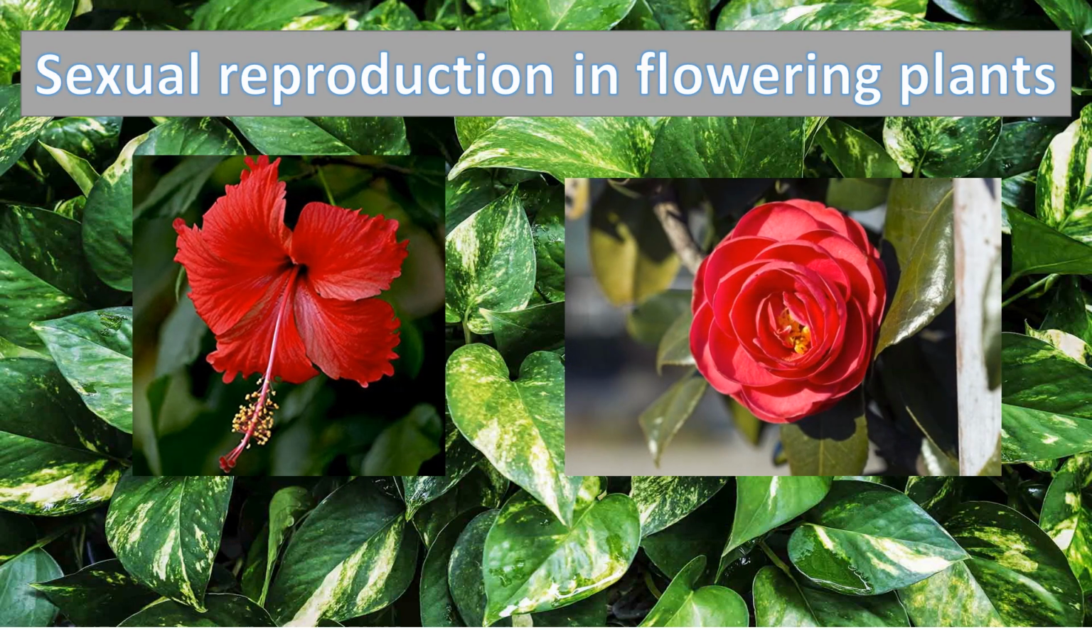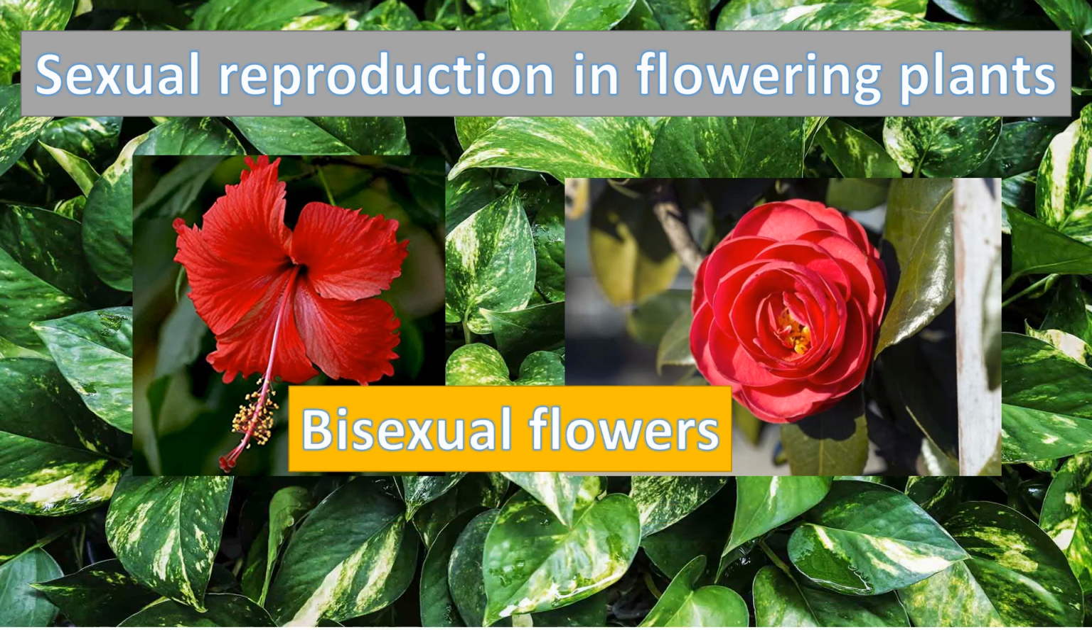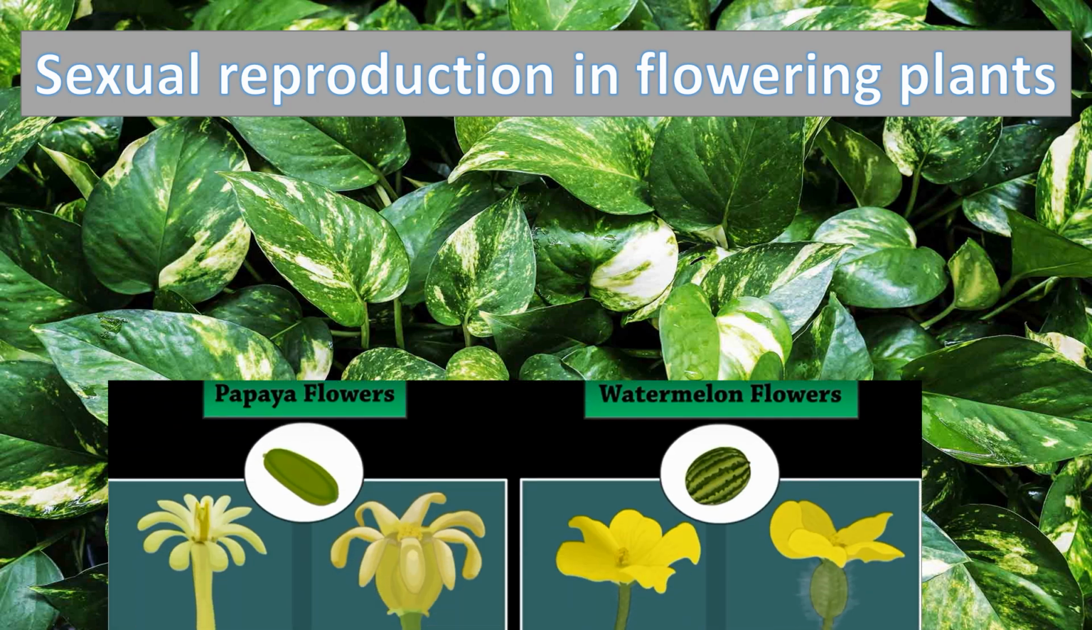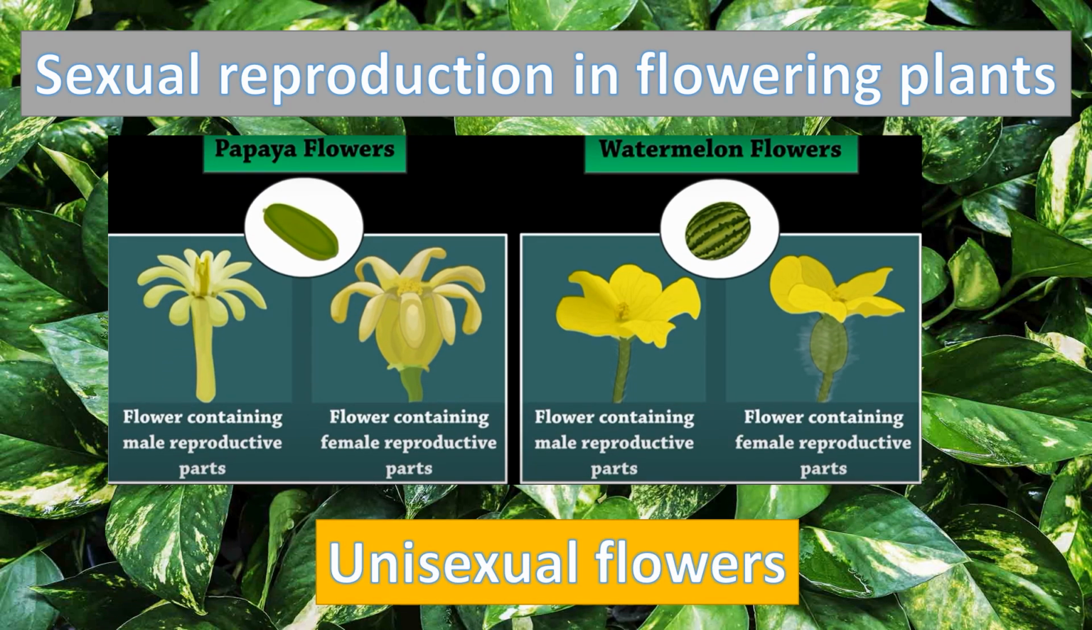Flowers that contain both male and female reproductive parts are called bisexual flowers. Hibiscus or gumamela and rose are some examples of bisexual flowers. On the other hand, flowers that contain either male or female reproductive parts are called unisexual flowers. Papaya and watermelon are some examples of unisexual flowers.